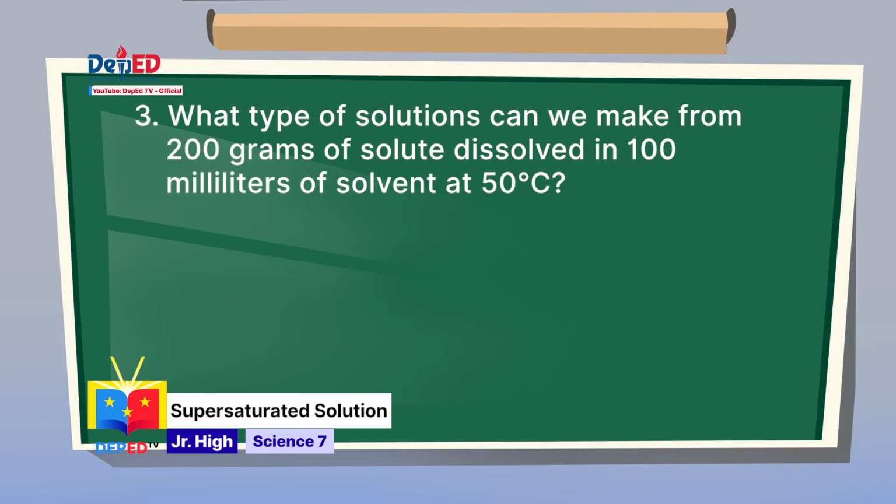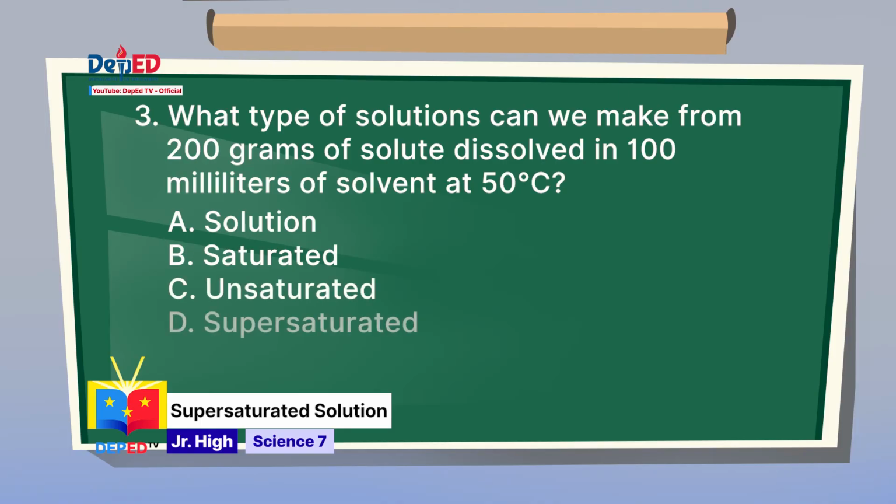Number 3. What type of solution can we make from 200 grams of solute dissolved in 100 milliliters of solvent at 50 degrees Celsius? A. Solution. B. Saturated. C. Unsaturated. D. Supersaturated. Given that the amount of solute is more than the solute's solubility at a given volume and temperature, the correct answer is letter D, supersaturated.